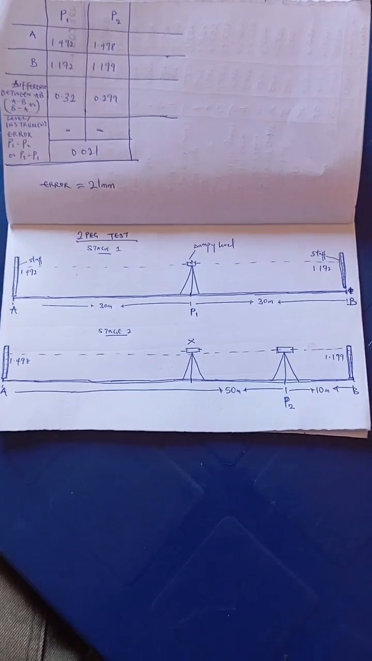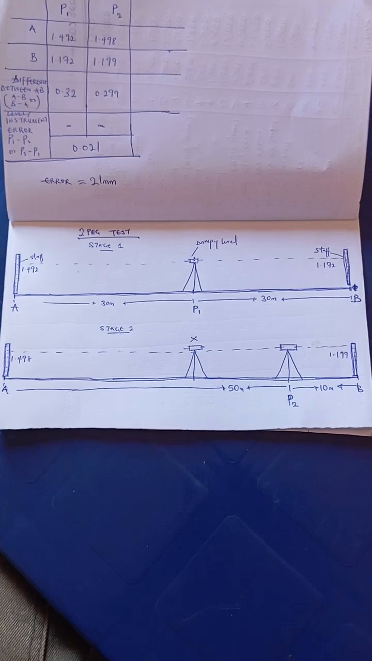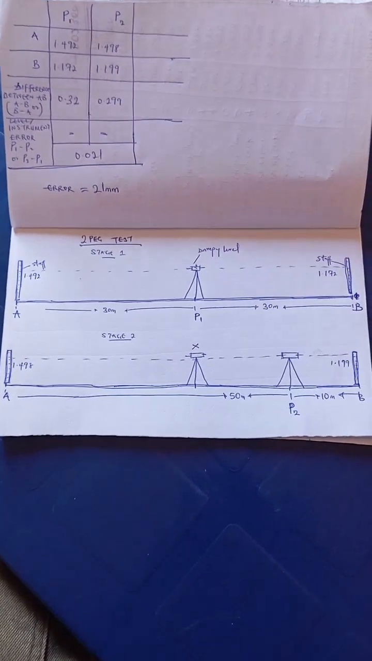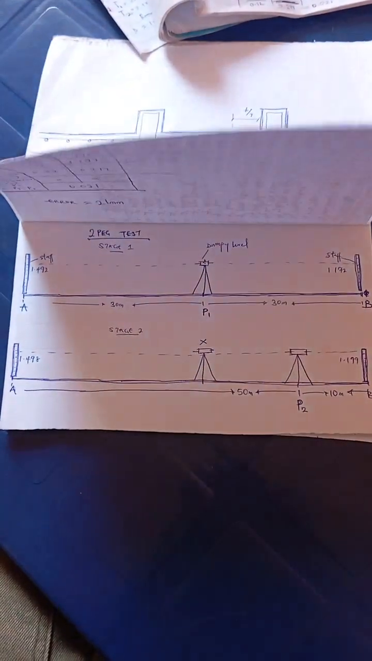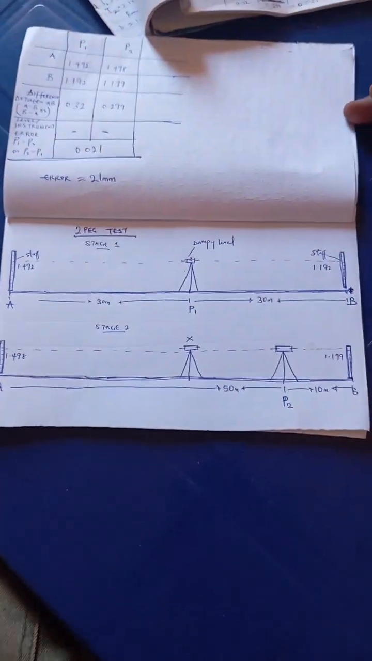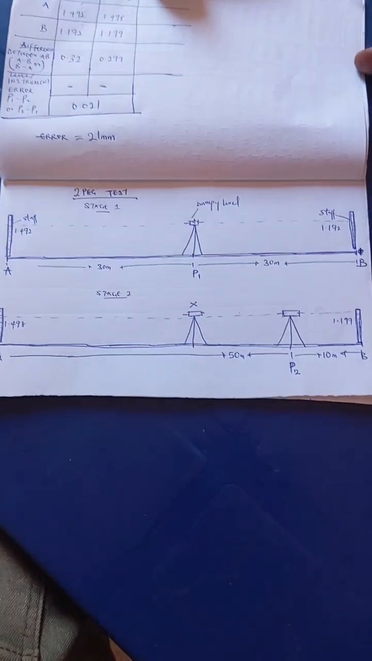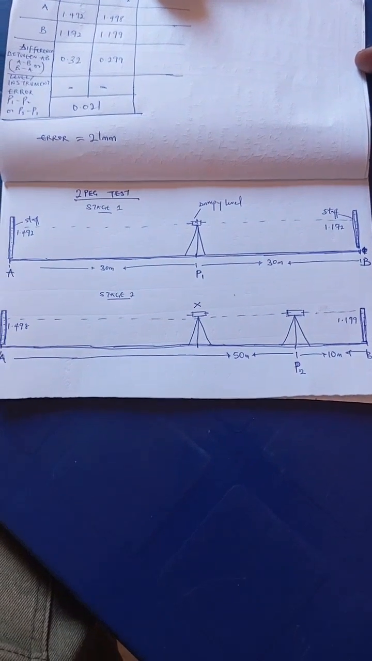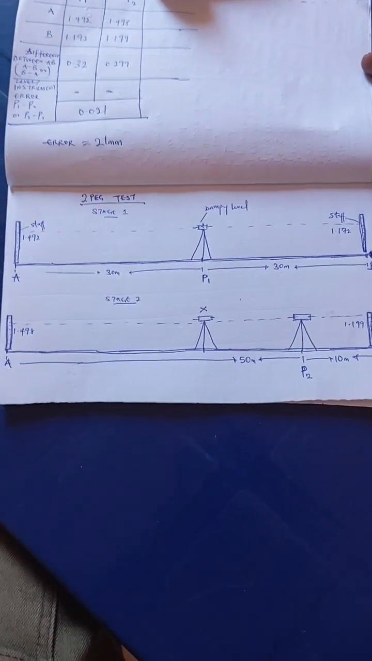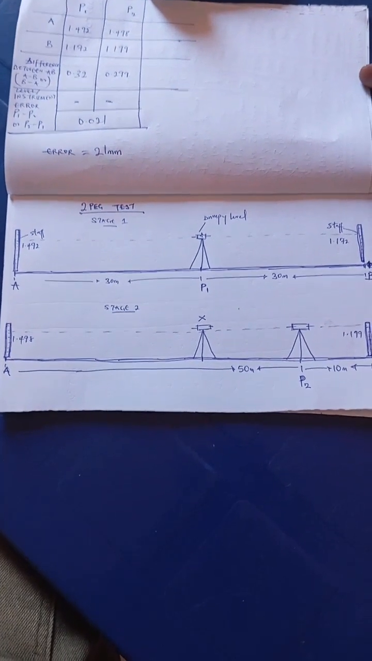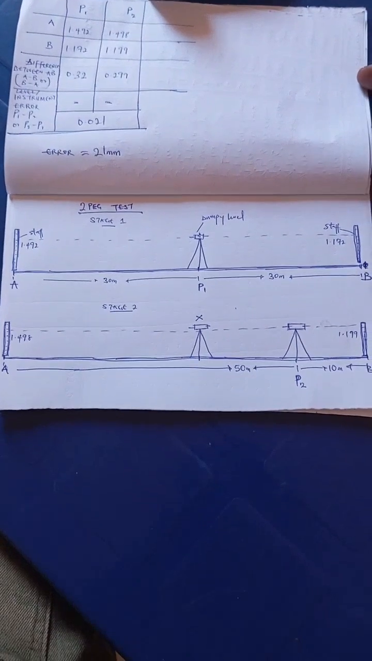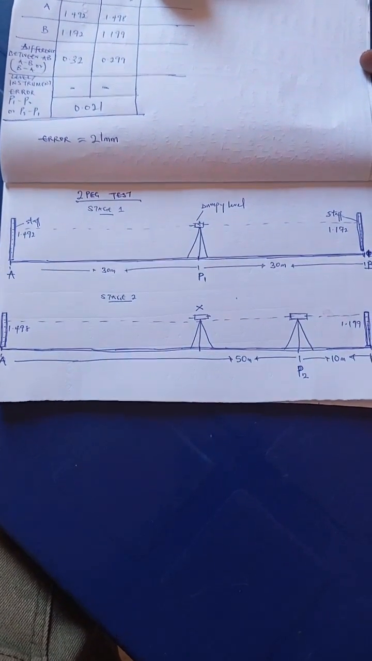Today I want to talk about how to check if a Dumpy level is faulty or if it has an error. The method used to check if a Dumpy level has an error is called the two-peg test. That's the simplest and easiest method.